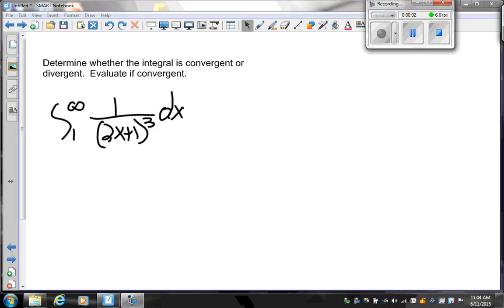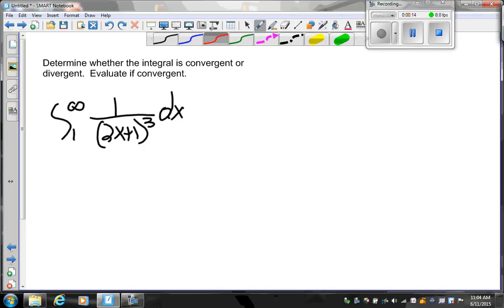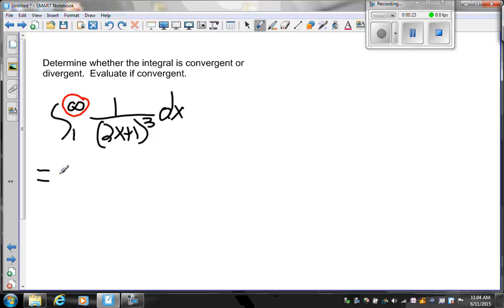Determine whether the integral is convergent or divergent. Evaluate if convergent. The integral from 1 to infinity, 1 over (2x plus 1) cubed dx. This is an improper integral, which you can see by noticing the infinity in the limit of integration there. So we have to use the definition of an improper integral.